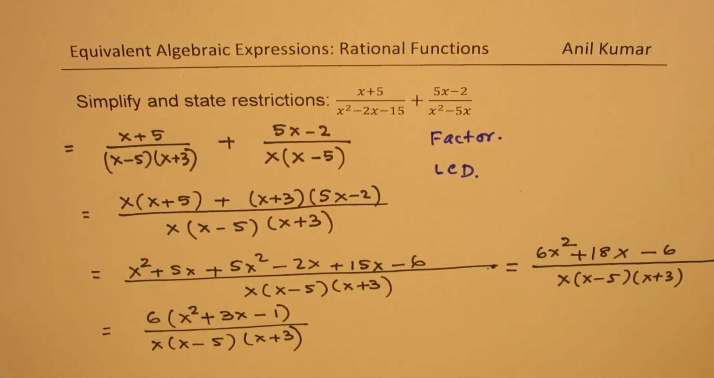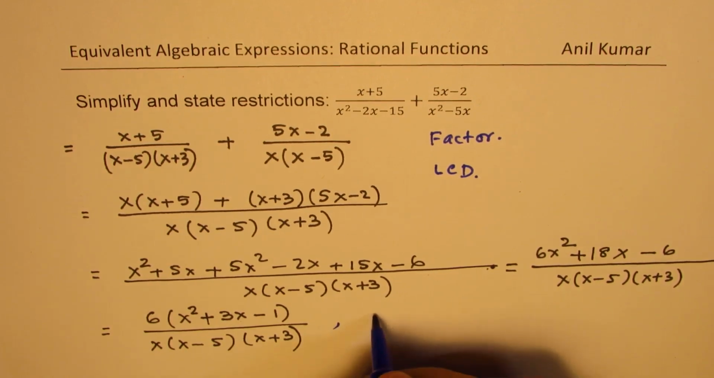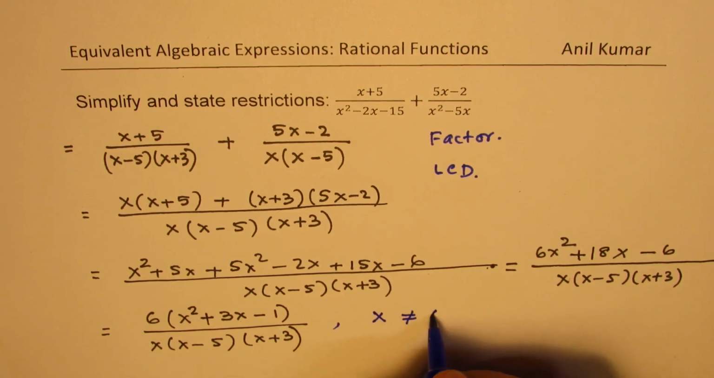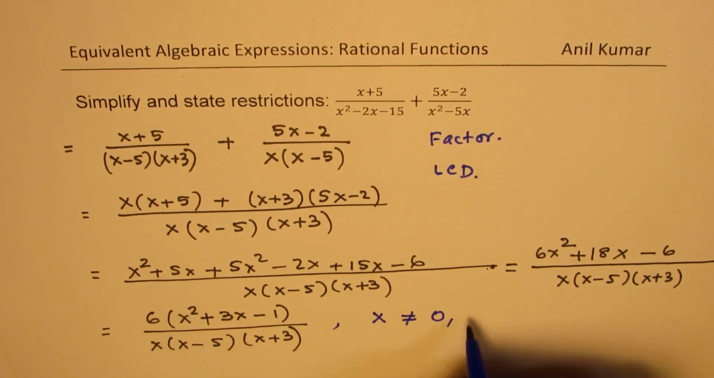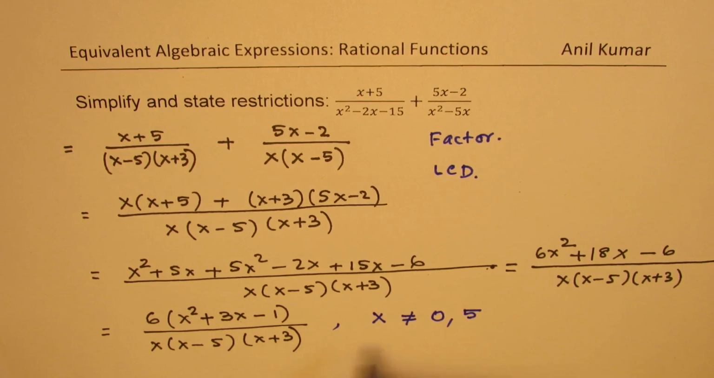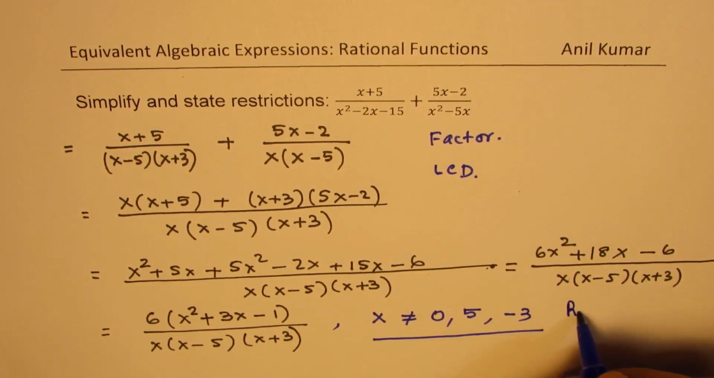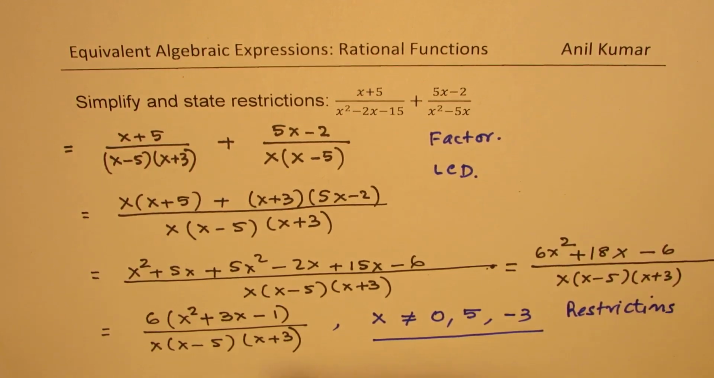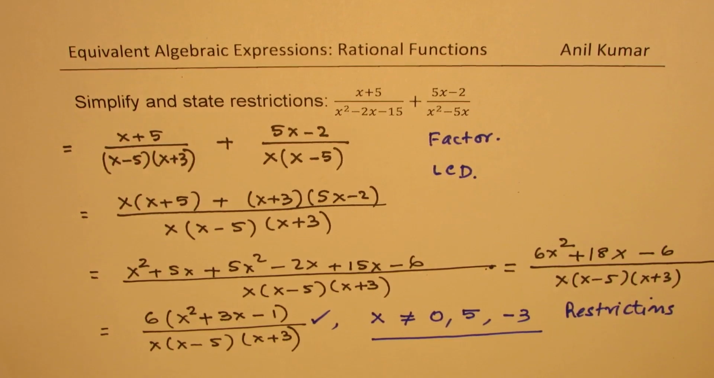Now important part here is also to write the restrictions. So the restrictions is that the denominator cannot be 0. So we get x is not equal to 0, then this factor will be 0 for 5 and this will be 0 for minus 3. So these 3 become the restrictions. And that is the simplified form. Is that correct? So that is how we have to do addition and subtraction of rational functions.